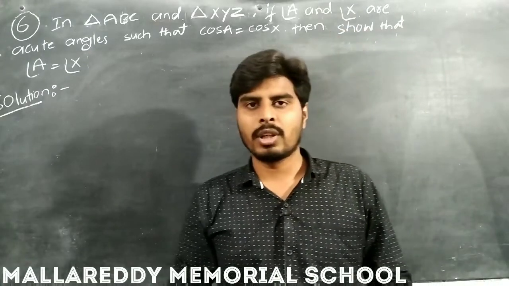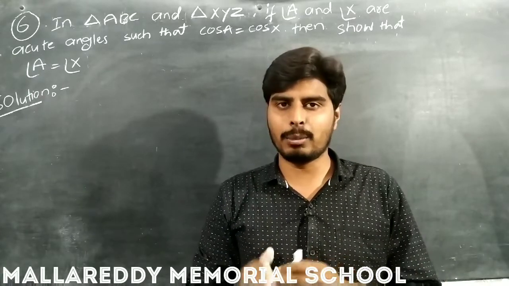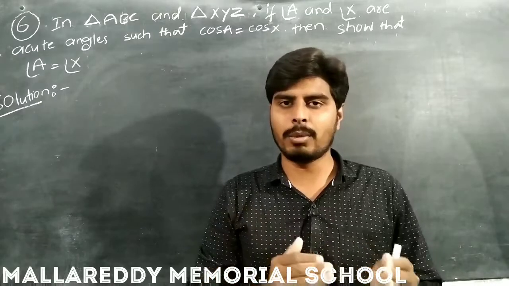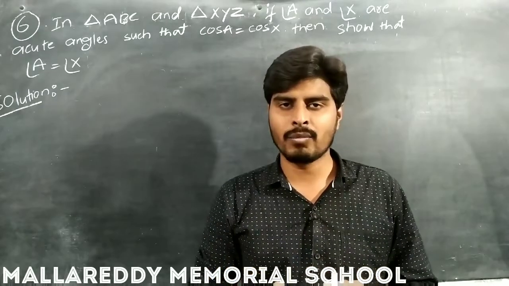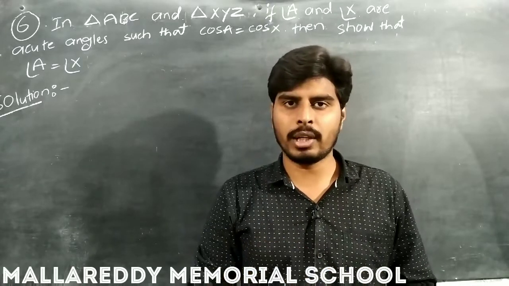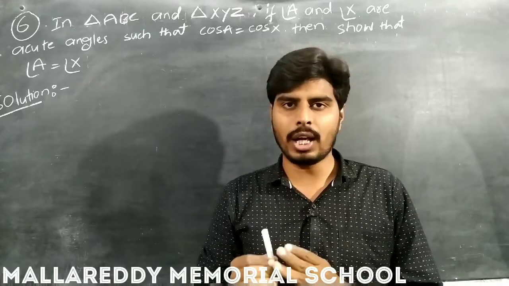So here, given two triangles, triangle XYZ and triangle ABC, angle A and angle X are two acute angles, and given cos A ratio equals cos X. Okay, so what do we have to prove? We have to prove angle A equals angle X.